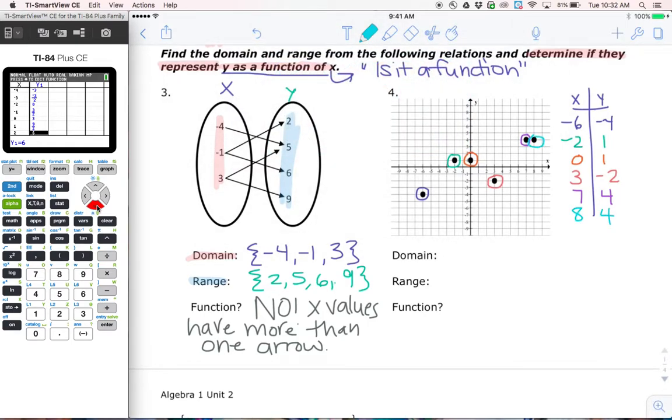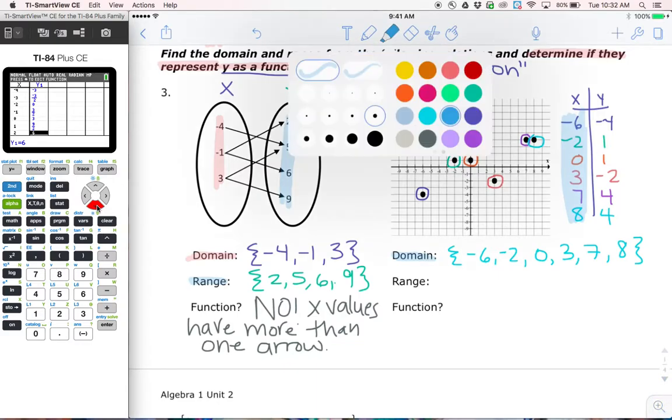Now this makes listing my domain and range super quick and easy. Here are my x values. These are my domain values. So my domain includes the numbers -6, -2, 0, 3, 7, and 8. Okay, those are my domain values.